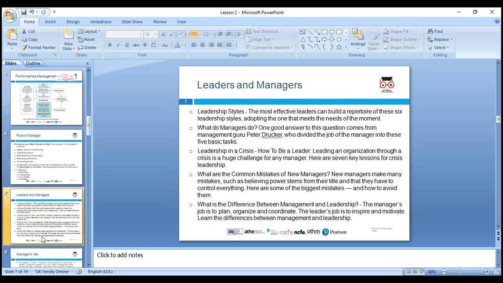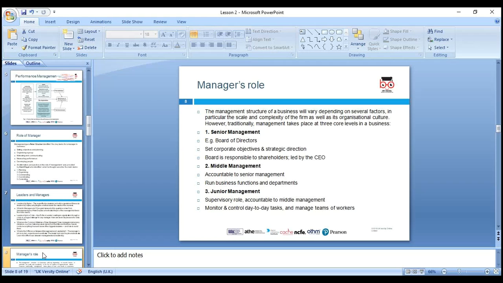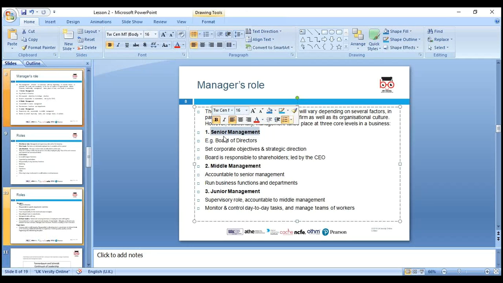Yes, leaders influence. Then if we look at the role of managers, the management structure of a business will vary depending on several factors. It depends upon the size of an organization. Is it a small organization, a big organization, tall, or matrix? Different organization structures can mean different managers' roles. Senior management can be part of the board of directors. They set the corporate objectives and strategic direction of the organization, what they want to see in 5 years' time. The board is responsible to the shareholders.